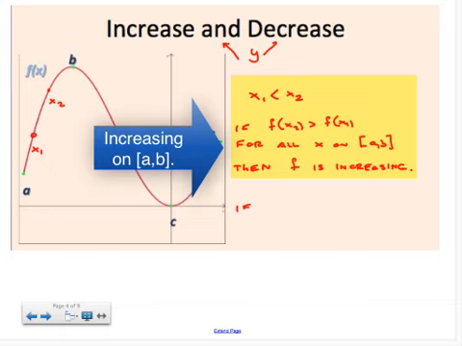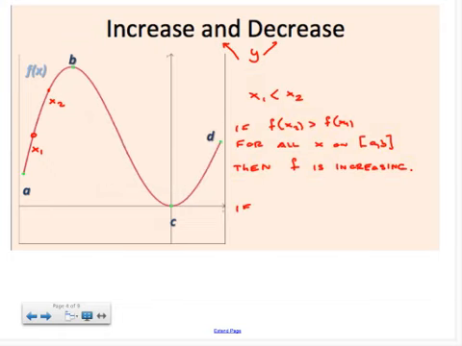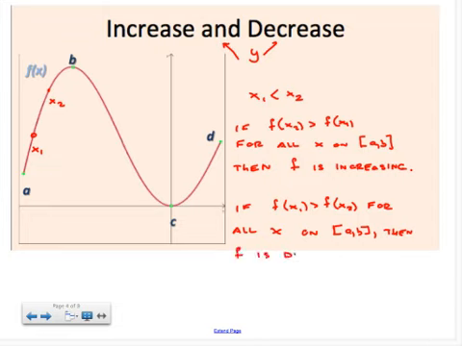If we reverse that, so if f of x1 is greater than f of x2, for all x values on an interval, then we say f is decreasing. Basically what that says is as the x values get bigger, the y values continue to get smaller.